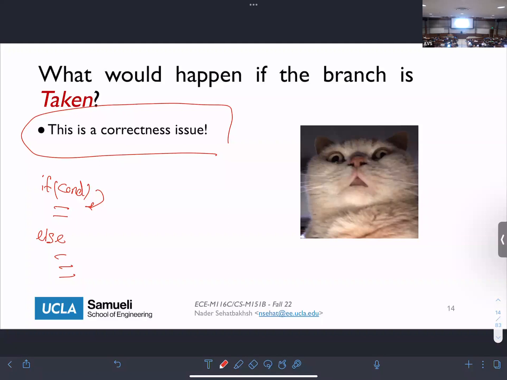So in your code, if you're debugging your code, you're expecting that this instruction gets executed, and these instructions are skipped. But if we don't fix this taken problem, what the hardware effectively does is think that it's not going to be taken. So instead of running this part, it's going to run this part. So obviously the results and all the logic behind your code would be completely wrong. And this is a correctness issue that we definitely have to avoid.